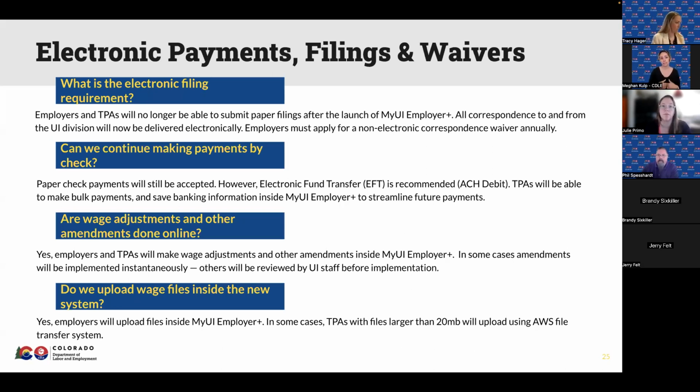An exception to this is going to be the paper payments. So paper checks will still be accepted. We are asking that you do prioritize the EFT ACH debit payments through the system. TPAs will be able to make bulk payments through that. You'll be able to save the banking information. If you do elect to do a paper check payment, we are asking that you download and include the barcoded paper payment voucher. So that will associate the payment with the right employer account very simply.